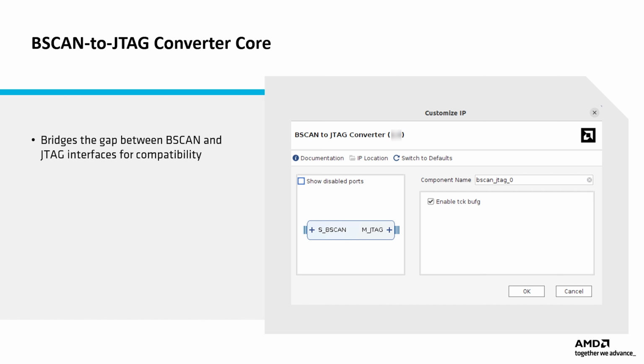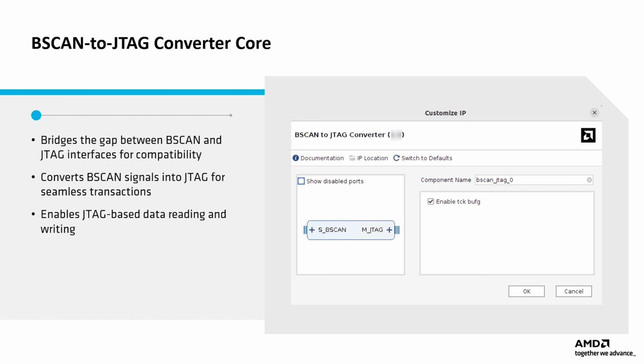The BSCAN to JTAG converter core bridges the gap between BSCAN and JTAG interfaces, offering compatibility for designs where the debug interface supports JTAG but not BSCAN. This IP converts BSCAN signals into JTAG signals, enabling seamless JTAG transactions. It is compatible with the Vivado IP integrator and can be instantiated in HDL designs.